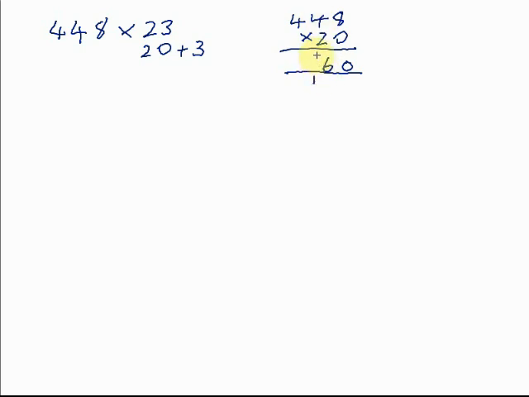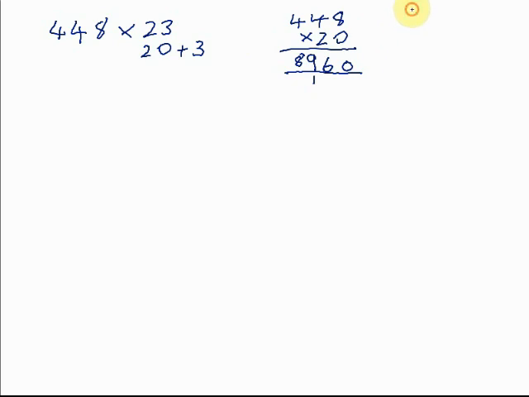8 plus 1 is 9. And what about 2 fours again? That's 8. We haven't got anything down here, so that's 8. So 20 multiplied by 448 is 8,960, which is exactly right, because 2 times 448 is 896, multiplied by 10, 8,960.